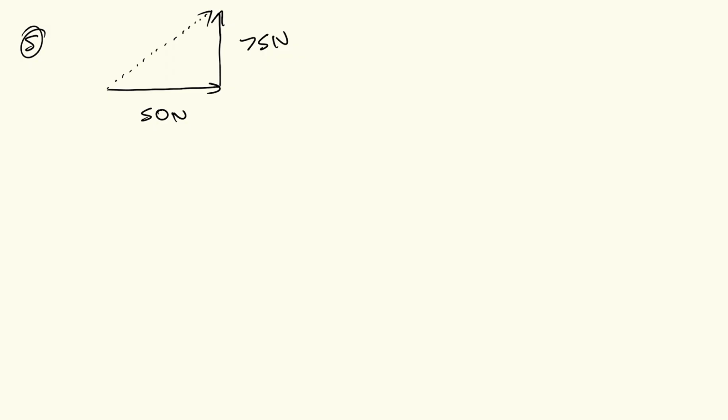And to figure this out, we need to know Pythagoras' theorem, which is a squared plus b squared is equal to c squared. And now let's make 50 a and let's make 75 b. When we sub it in, we go 50 squared plus 75 squared, which is equal to 8,125. And that's our c squared value.